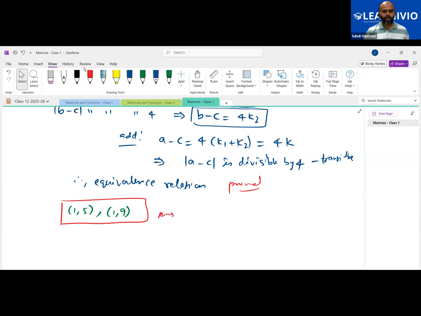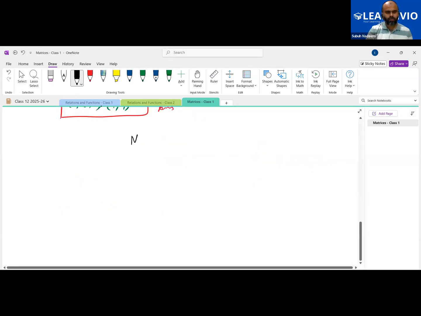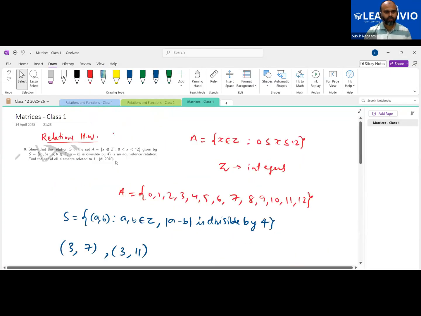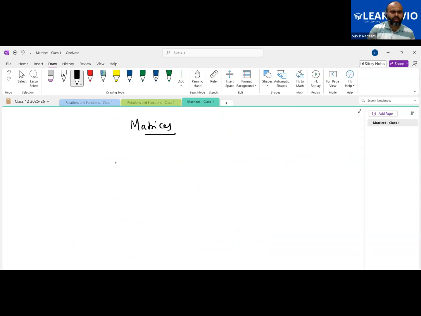Okay, done. Fine. So let us start matrices now. So in matrices, first of all, it is an arrangement of numbers, or we can also say functions. Sometimes there are functions also.